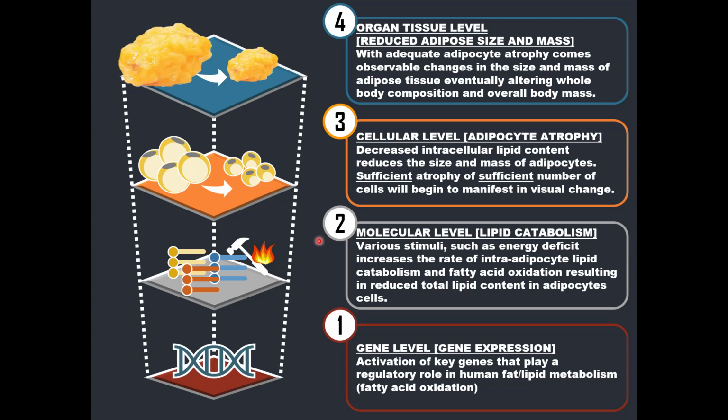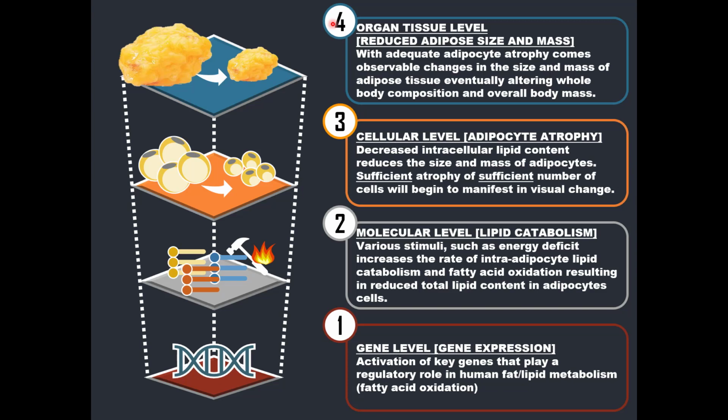Because there's less intracellular fat content now in these adipose cells, the adipose cells start to atrophy. They decrease in size and mass. When there is sufficient atrophy of a significant amount of adipose cells, the adipose tissue demonstrates observable reductions in size and mass, eventually manifesting in changes in body composition and overall body mass.